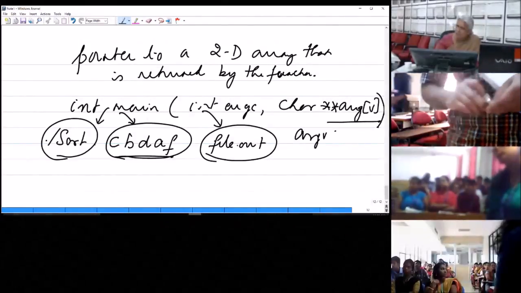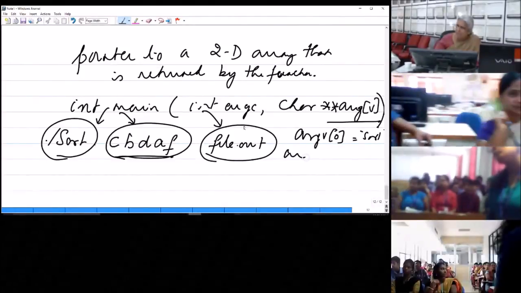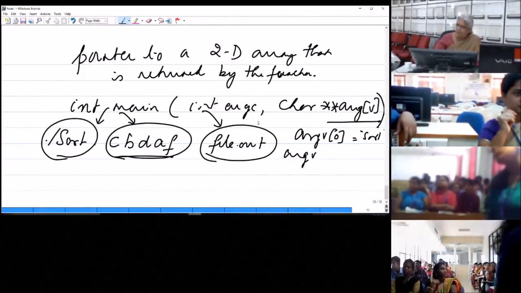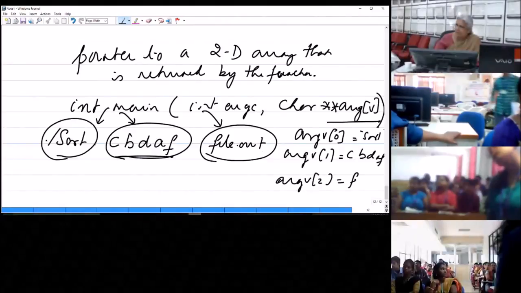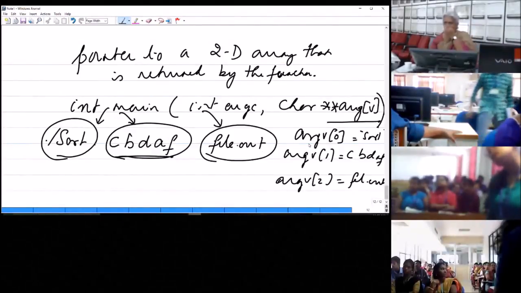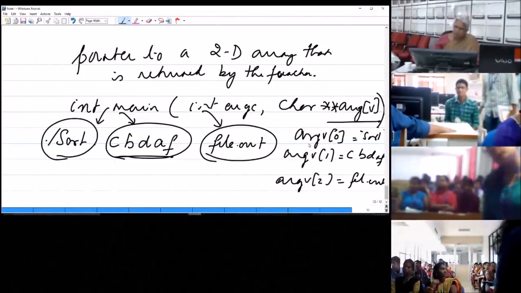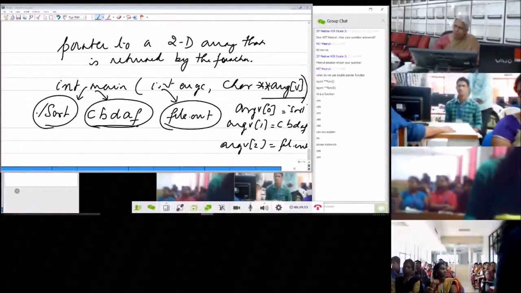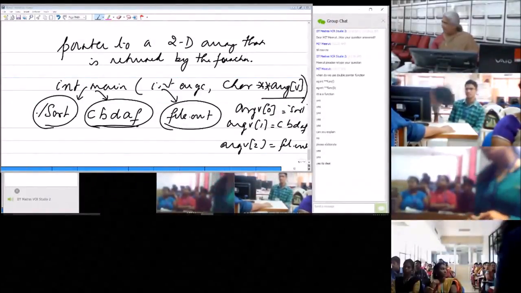Argv of 0 in this example is the variable sort. Argv of 1 is C, B, D, A, F. And argv of 2 is file.out. Okay, so basically ** means a two-dimensional array. Are you with me on this? Is this understood? Okay, all right.